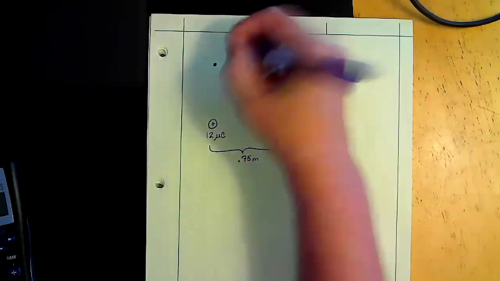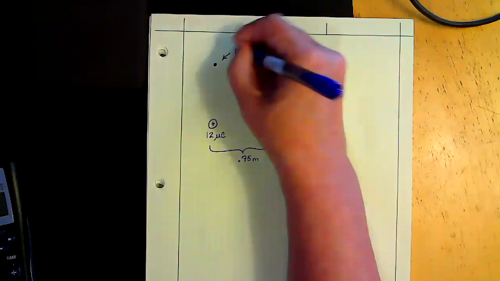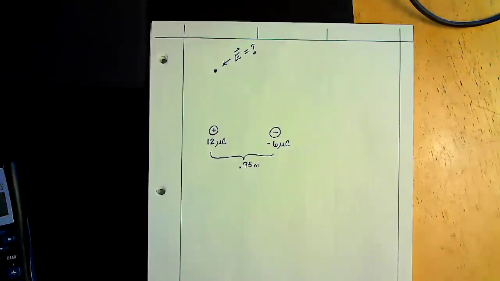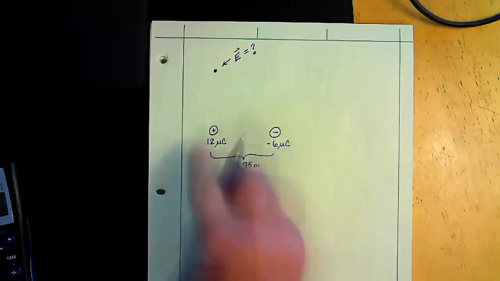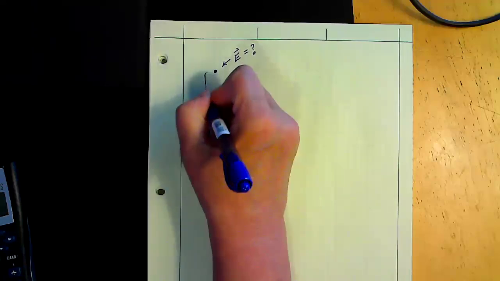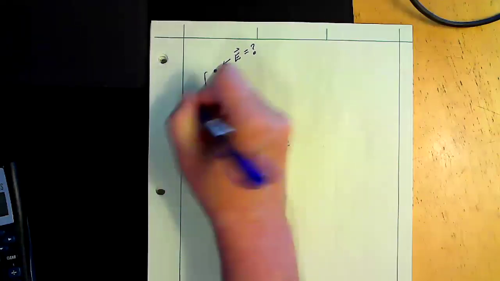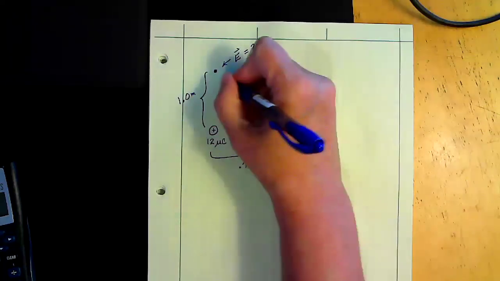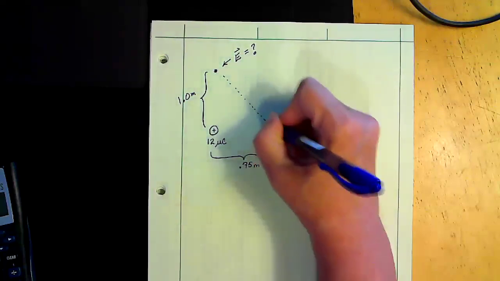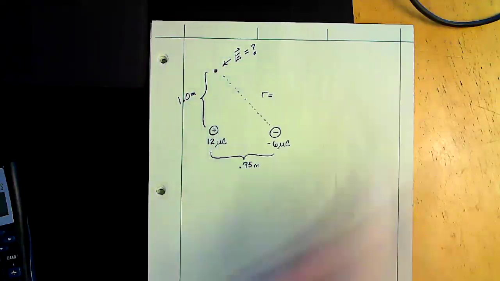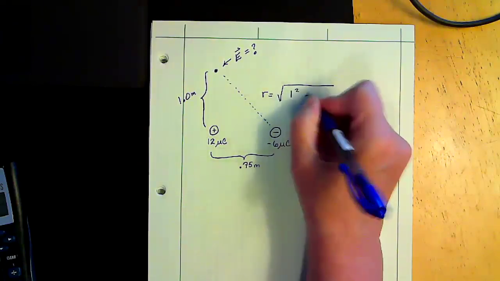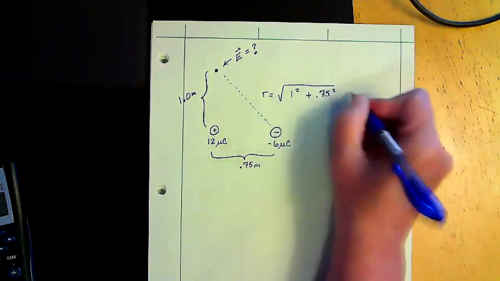But we want to know the electric field here. We want to know the electric field there. And we're going to take this a little bit further in just a second. But what we'll do is we're going to call this point a 1 meter away. So I need to know this distance. So that R is equal to the square root of 1 squared plus 0.75 squared.